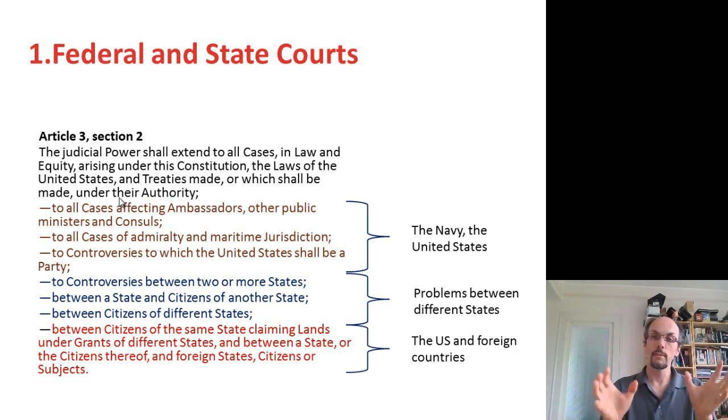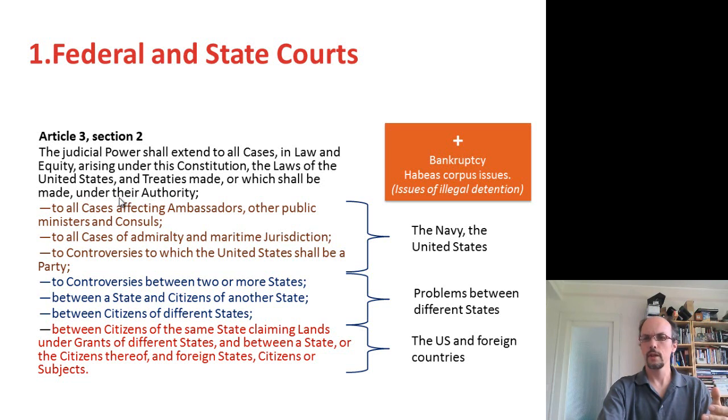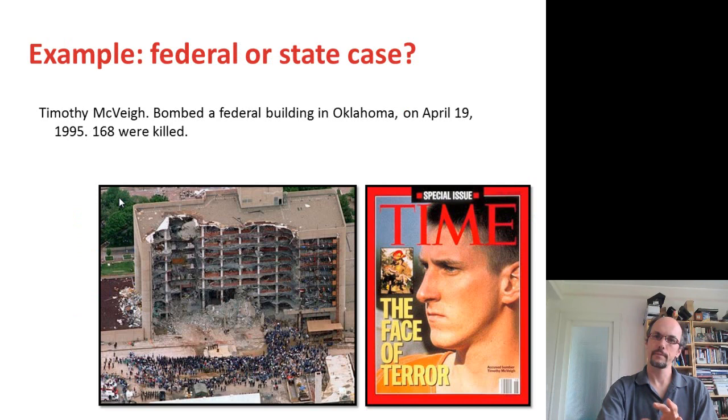So these are the three main domains in which federal courts intervene: the Navy and the United States, problems between the different states, and problems between the United States and other countries. And you recognize some of this because this is something we've encountered with Congress. There are also a certain number of specific cases, in particular bankruptcy law. It's a bit technical, so I won't go into that right now.